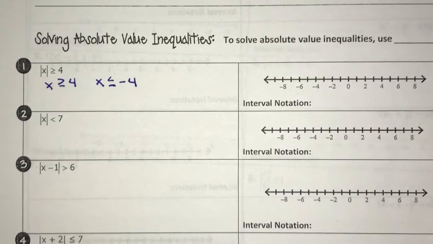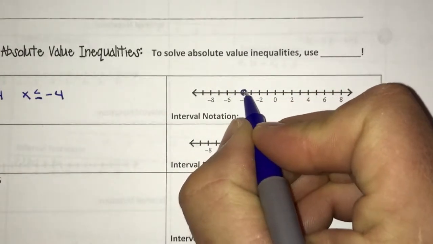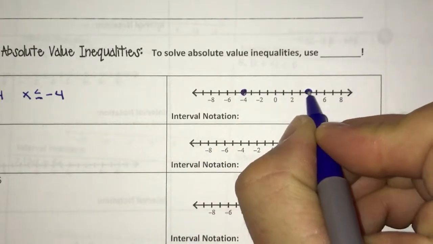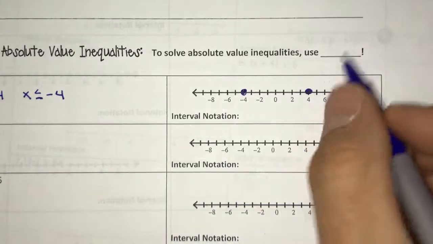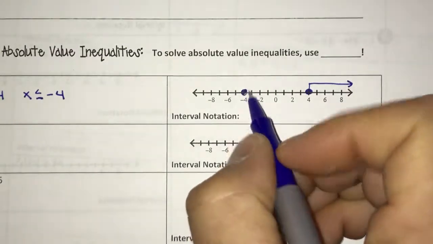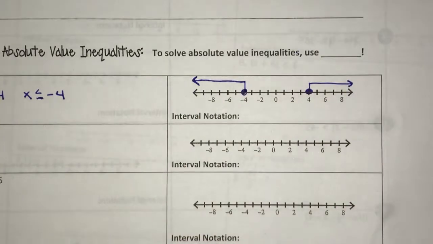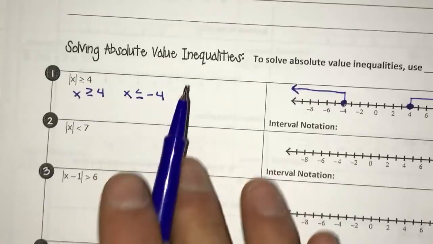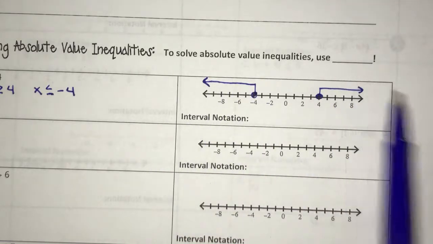Okay, when I go to graph, I have a circle on negative 4 and 4, and it's closed. Its x value is greater than 4. X values less than negative 4. Remember, when it says greater than, you're going to have an or where they go opposite directions.